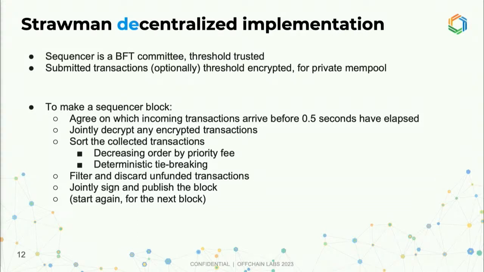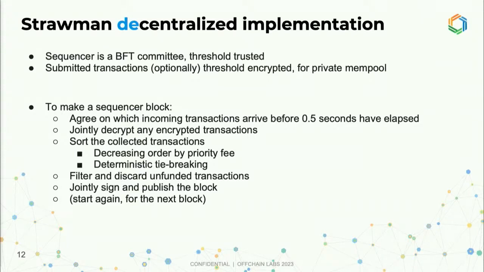All right, now to make a sequencer block, first, the committee needs to agree on which incoming transactions have arrived before the arrival deadline of the current sequencer block. Having reached consensus on that, they then jointly decrypt any encrypted transactions that are in that set. They then sort the collected and decrypted transactions according to the same rule as before, decreasing order by priority fee with deterministic tie-breaking.